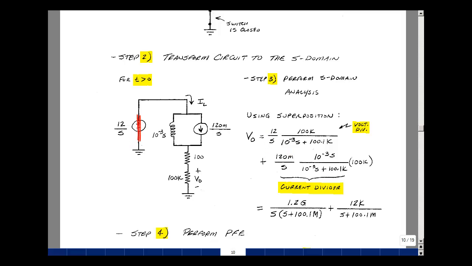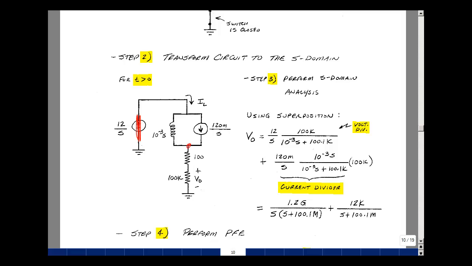Set this source equal to 0. It's a short. That's going to put this in parallel with this. So I could use a current divider. And I want the current in this element and multiply that by 100K. But if we use the impedance current divider, it's going to be the other impedance, which was S times L, over the sum of SL plus 100 plus 100K, and then times our current, which is 120 milli over S.